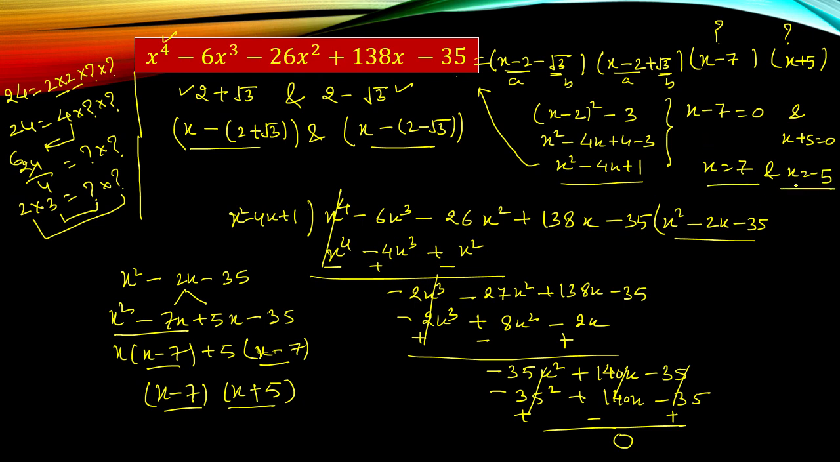How to get the zeros? Whenever we have the factors of the polynomial, we are going to equate the factors to zero. Whenever we are equating the factors to zero, we are getting the values of the variable, and those values of the variable are called zeros of the polynomial. So remaining two zeros are 7 and minus 5. Our answer is 7 and minus 5. These are the remaining two zeros.